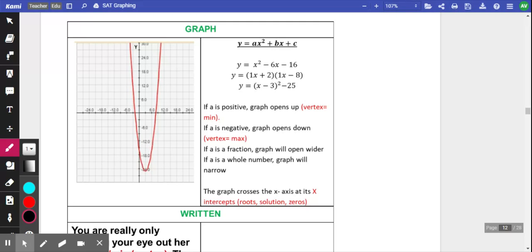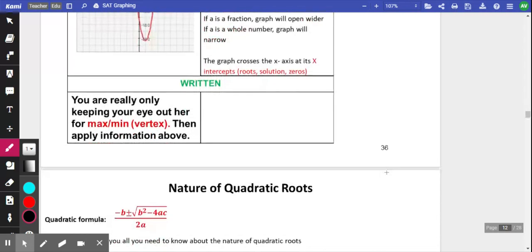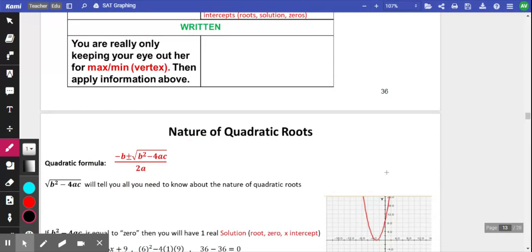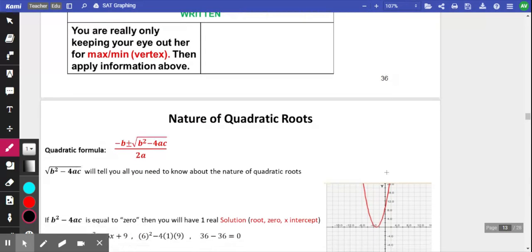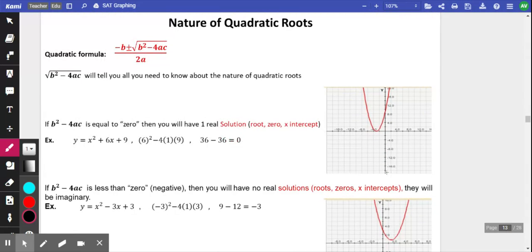If a is a fraction, this number in front of the x squared, the graph will be wider. If it's a whole number, the graph will be more narrow. You're really only keeping your eye out for the max or min or the vertex and applying the information above. Okay, nature of quadratics.